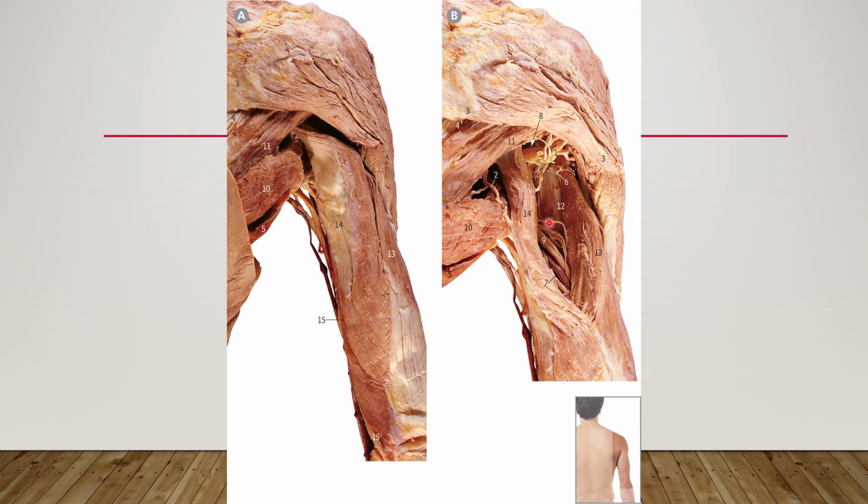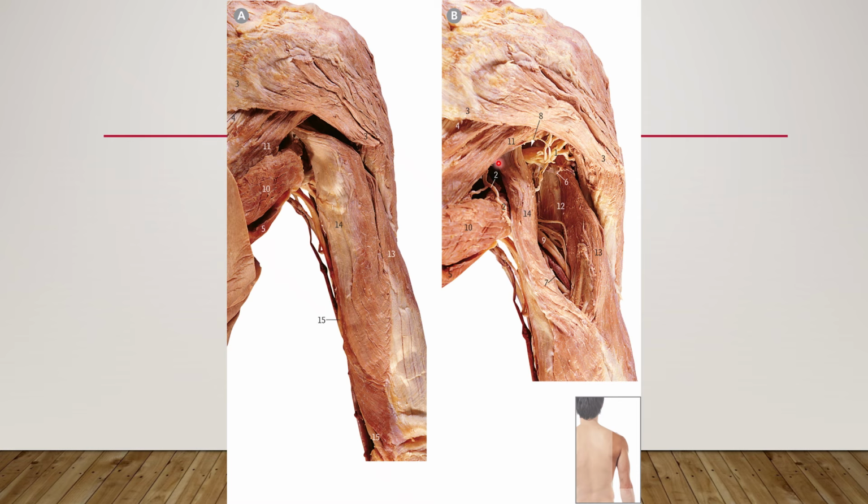So you know the lower triangular space contents. For that, you need to know a few muscles in and around the space. Number 11 is teres minor. Number 10 is teres major. 14 is long head of triceps. And here is the bone humerus.